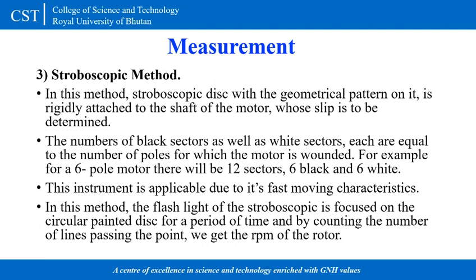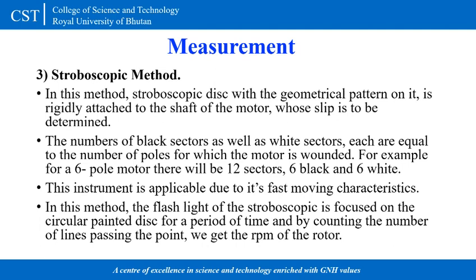So let's say if we observe a single line, then we should take the value of Ns as that which is being reflected on the stroboscope. Let's say we get 1500, then we already know that the value of N is 1400. So through this we will be able to calculate the value of slip.